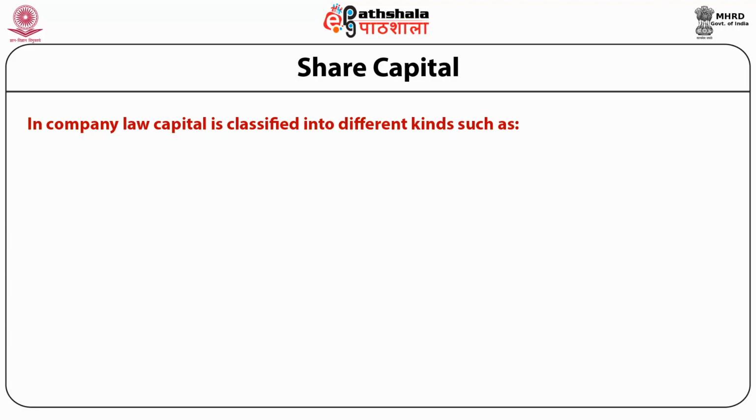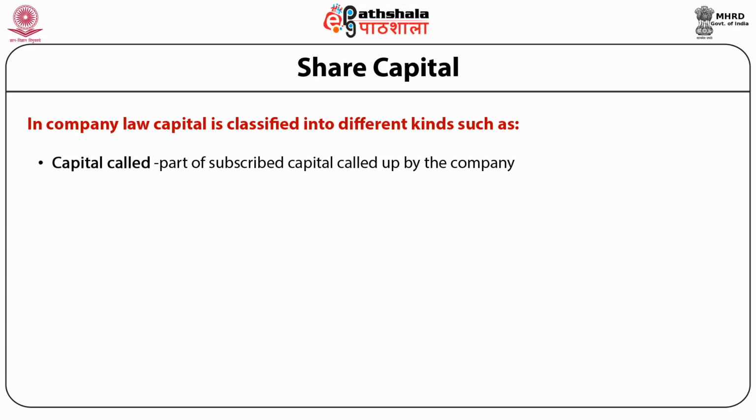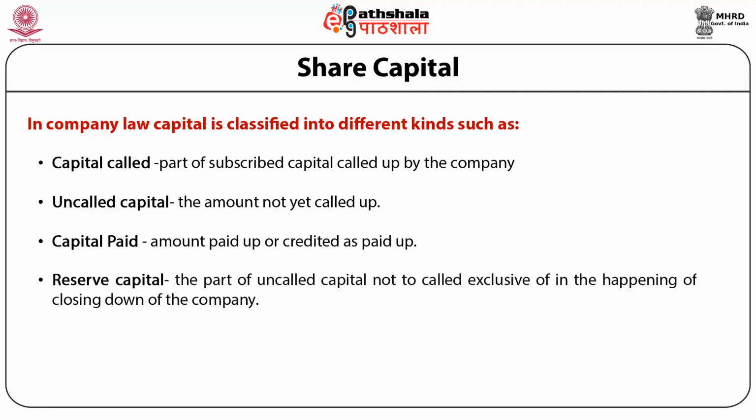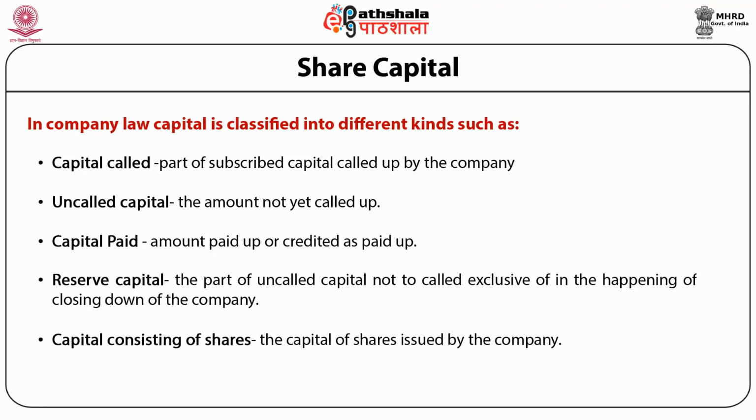The next is called capital, the part of the subscribed capital called up by the company. Then uncalled capital, the amount not yet called up. Then paid-up capital, the amount paid up or credited as paid up. And reserved capital, the part of uncalled capital not to be called except in the event of winding up of the company. And lastly, capital consisting of shares, the capital of shares issued by the company.